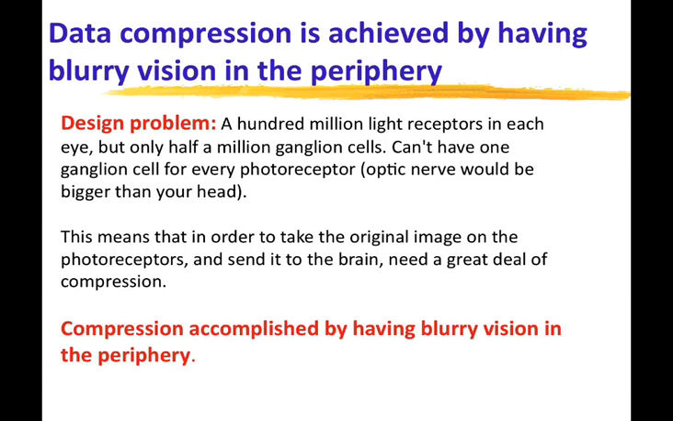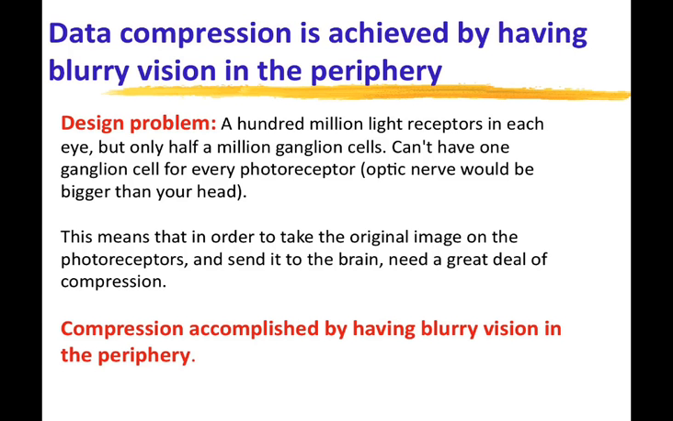So basically, what the engineering of the eye does for you, it means that in order to take the original image from the photoreceptors to the ganglion cells, we need a great deal of compression. And maybe the compression has to be on the magnitude of a factor of about 100. And there are many ways, if you're an engineer and you're designing an eye, you could think about compressing data.